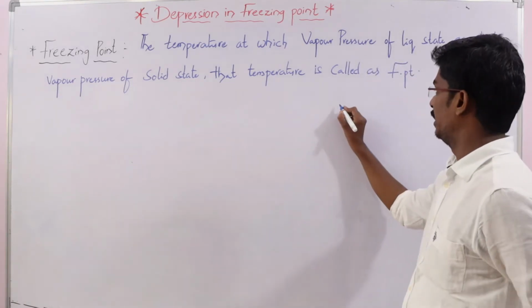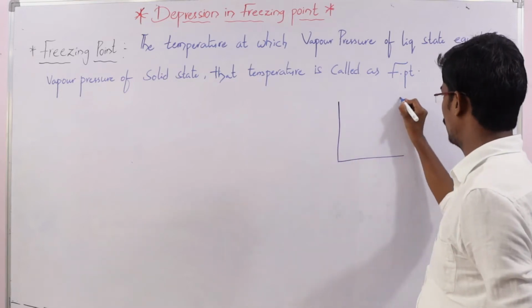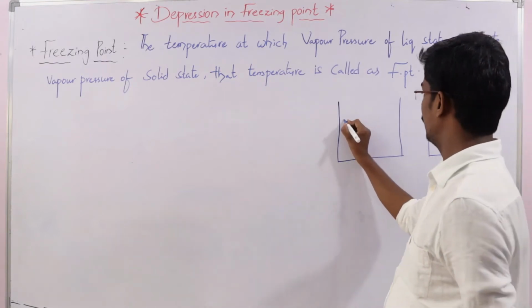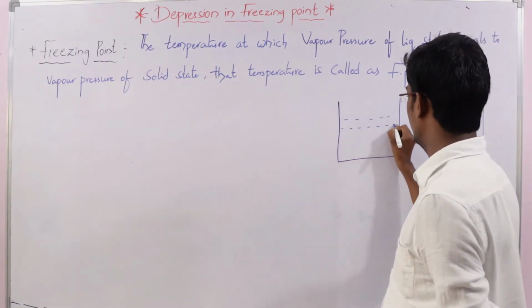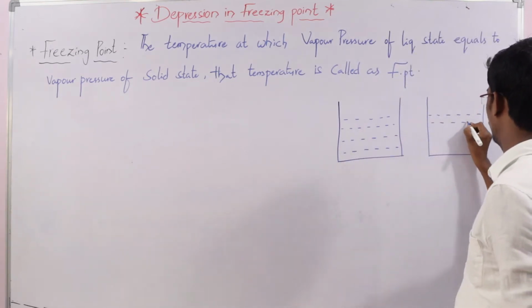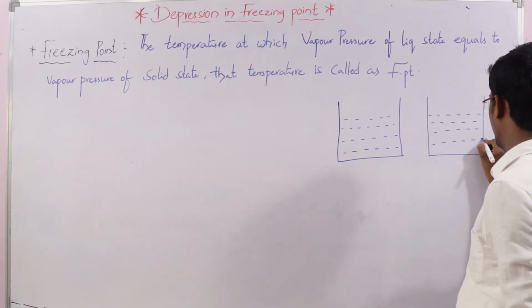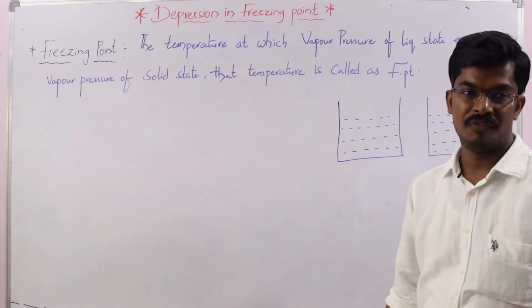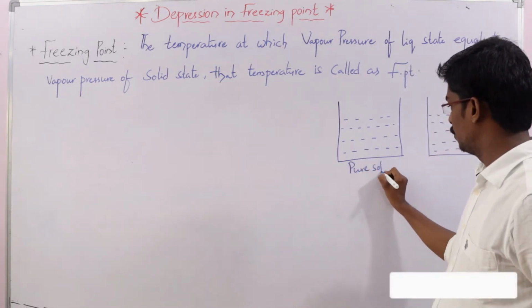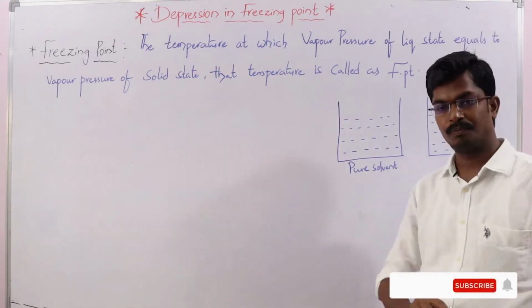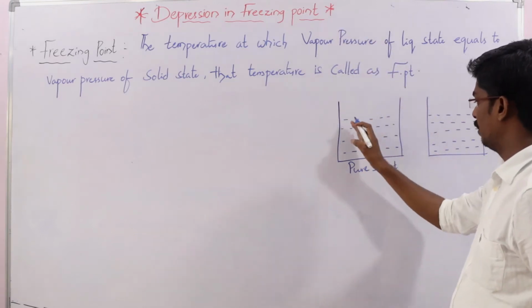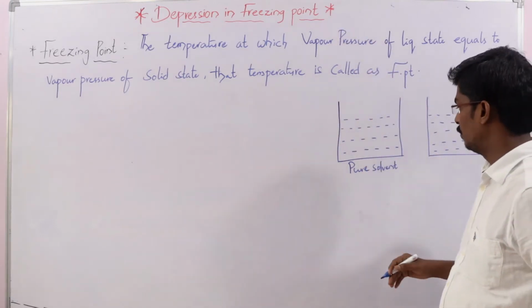When we studied the vapor pressure of pure solvent and the vapor pressure of solution and compared them, the vapor pressure of pure solvent is always greater than the vapor pressure of solution. Based on this vapor pressure, we related the boiling point and freezing point. When we take a pure volatile solvent, we have more volatile particles, so we expect more vapor pressure.